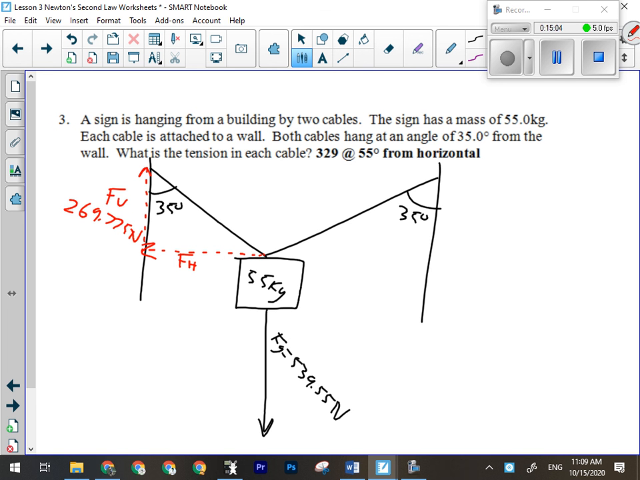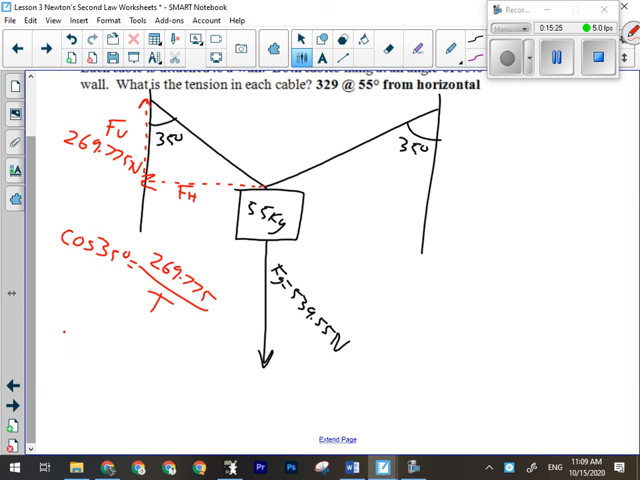Now that I have that, I can calculate the hypotenuse, which is the tension in the cable and what the question wanted, doing a trigonometry calculation. I have the adjacent side, and I'm looking for the hypotenuse. So the cos of 35 degrees equals 269.775 divided by the tension in the cable. So I simply cross multiply these two things. Tension will be 269.775 divided by the cos of 35, and that should give me my 329 newtons at 35 degrees from the wall, or 55 degrees from the horizontal plane.